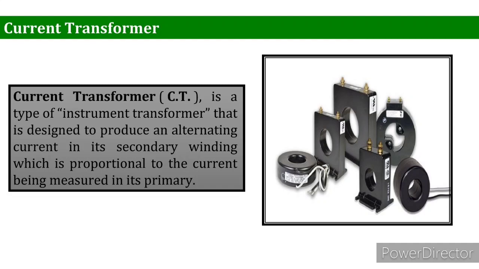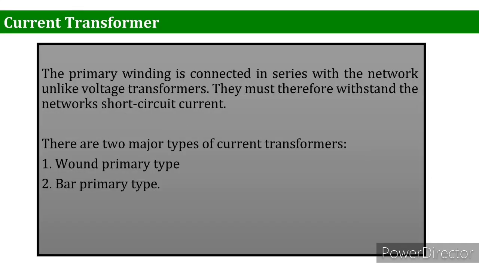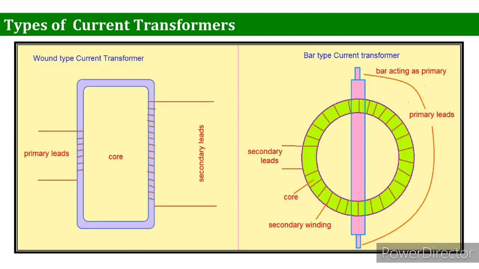As we mentioned in the introduction, this part belongs to the current transformer. A current transformer is a type of instrument transformer that is designed to produce an AC current in its secondary winding, which is proportional to the current being measured in its primary. Current transformers only deal with the currents and different ratios. If we talk about the types of current transformers, they are majorly categorized into two types. One is the wound primary type and the other is the bar primary type.